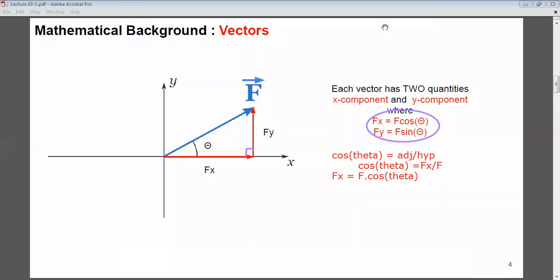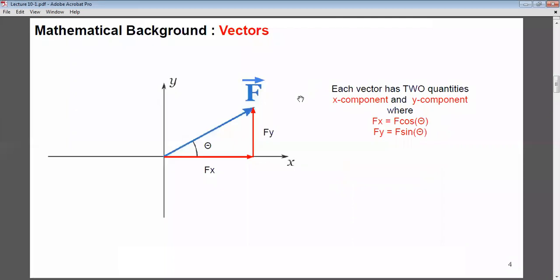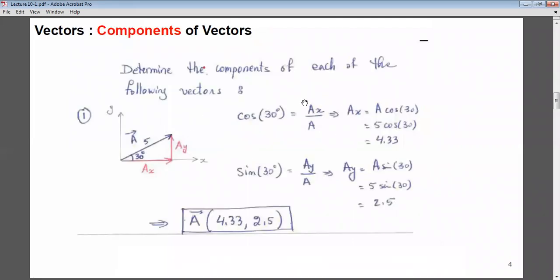Let's take examples to see how I apply these immediately. Determine the components. We call them components. Determine the components of each of the following vectors. I have this vector A. It is 5, making an angle theta equal to 30. So I need to find Ax and Ay.